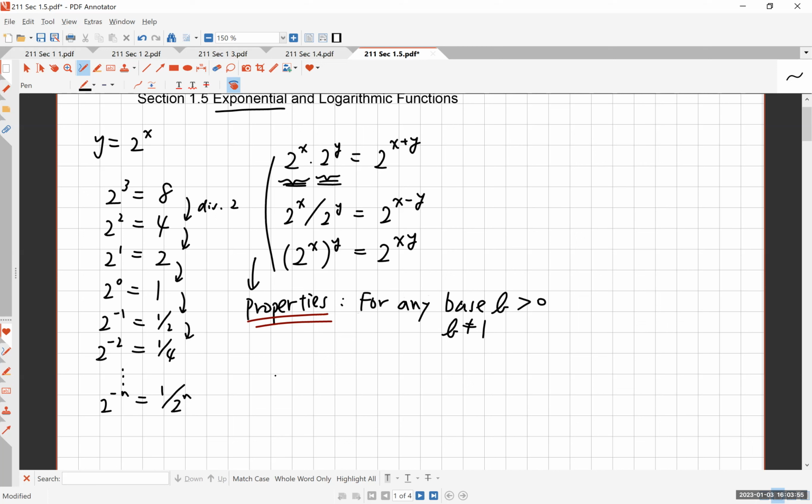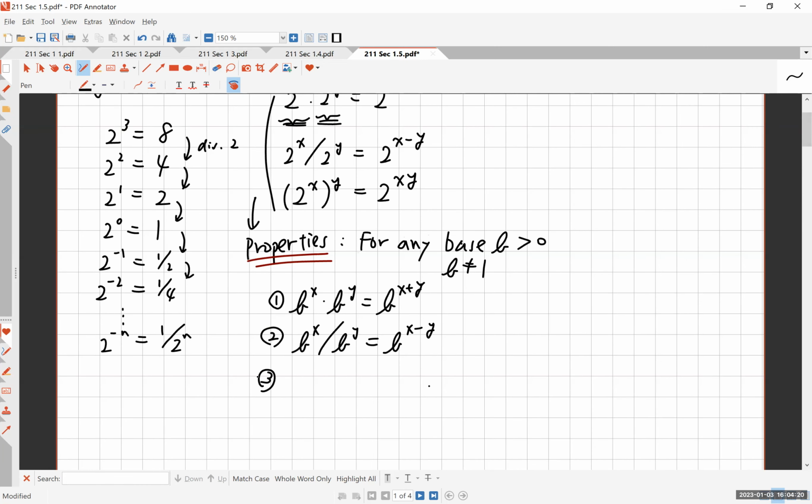All right, so for any base, we have these properties. These are called exponential laws, or laws of exponential functions. b to the x times b to the y is b to the x plus y. b to the x divided by b to the y is b to the x minus y. We don't have to worry about the zero denominator here, because b to the y is never 0. And then b to the x raised to the y is b to the xy. So these are the 3 properties.